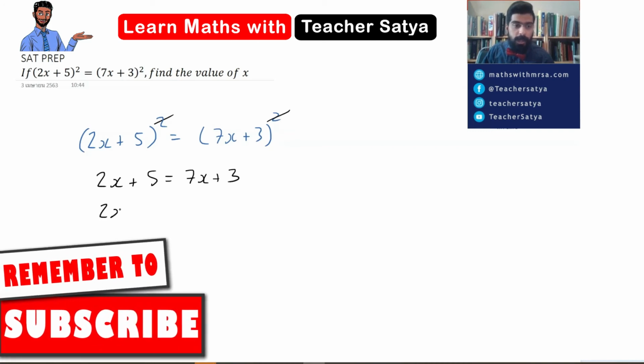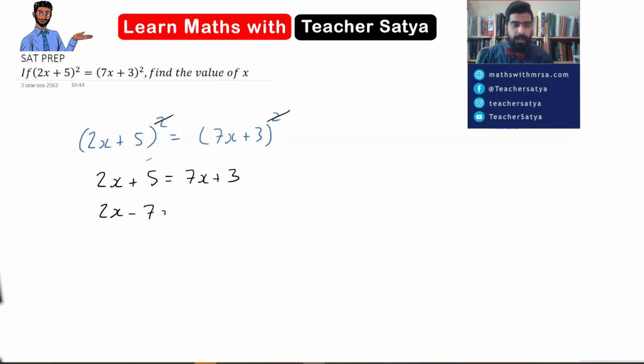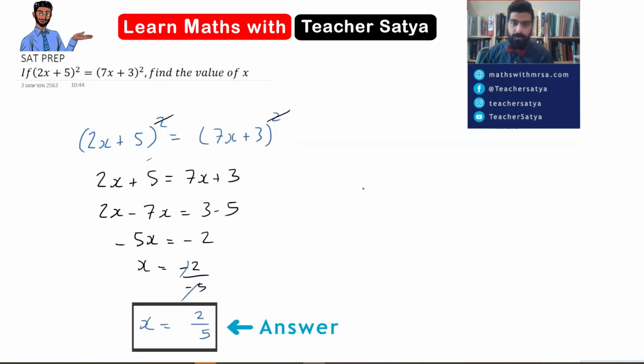So I have 2x. I'm going to transpose this to this side. So we have 2x minus 7x is equal to 3 minus 5. 2x minus 7x would give us negative 5x is equal to 3 minus 5, which is negative 2. And then I have x is equal to negative 2 over negative 5. When we have negative on both of the fractions, we can simplify it. So therefore, x is equal to 2 over 5. Alright, guys.